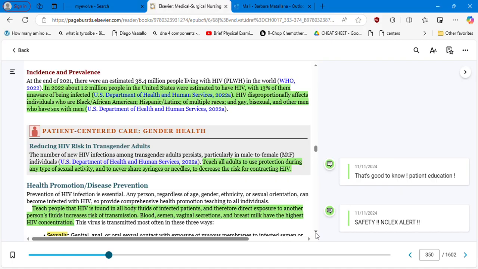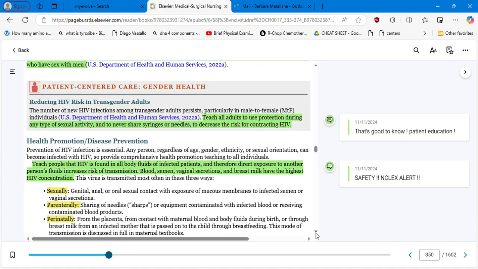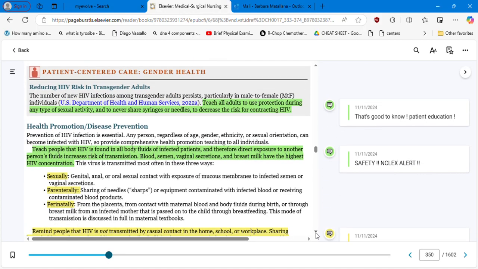HIV disproportionately affects individuals who are Black, African American, Hispanic, Latino, and multiracial, and gay, bisexual, and other men who have sex with men. Another important factor: you have to teach all adults to use protection during any type of sexual activity, and to never share needles or syringes, to decrease the risk of contracting HIV. That's good to know. It is patient education. As I always tell you, any information related to patient education and safety is coming in NCLEX. Health promotion and disease prevention.